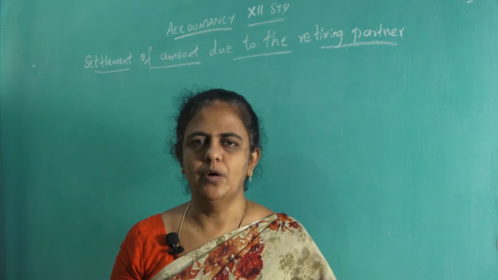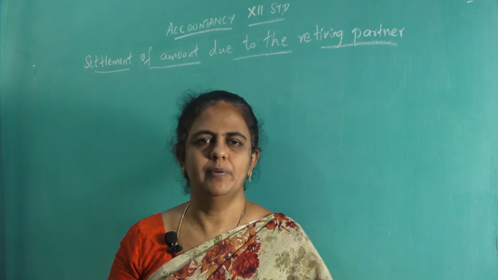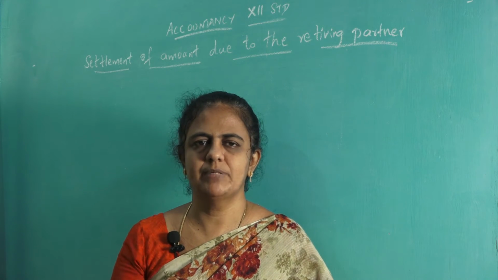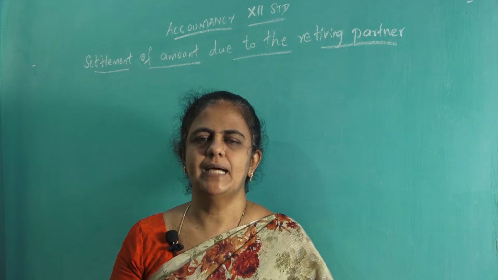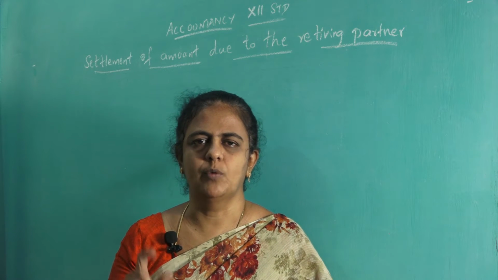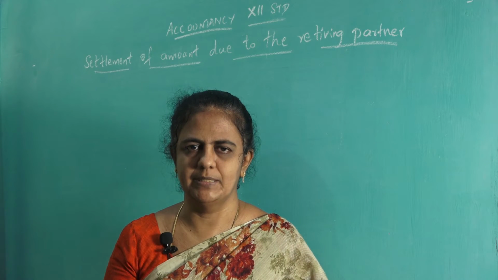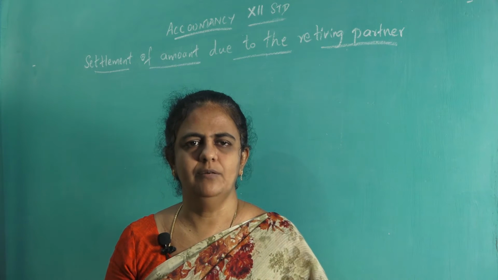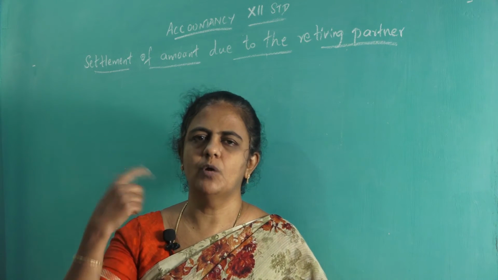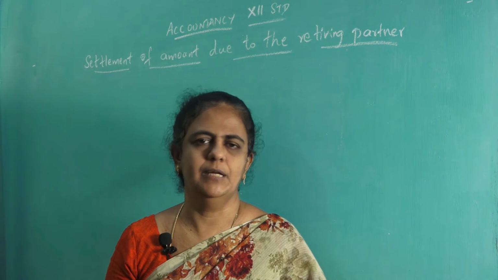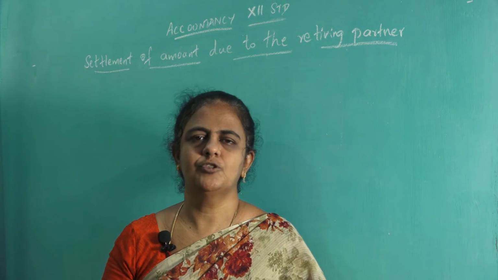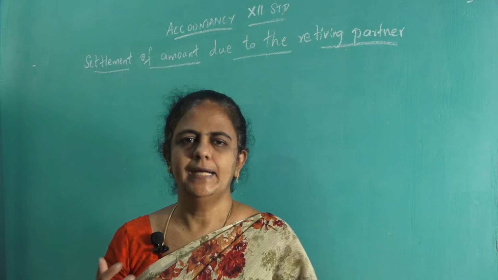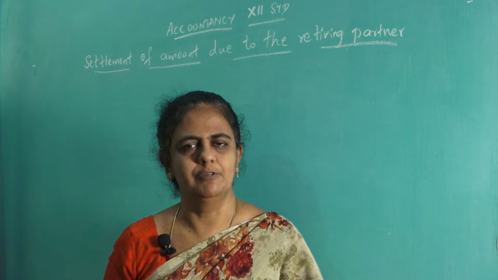I already told you how to prepare this revaluation account. To prepare it, first thing you have to keep in mind, you have to see the adjustments given in the question. Sometimes the actual loss and the actual profit will be given in the adjustments. Sometimes the present value will be given. So, when the present value is given, what you have to do? You have to see the previous value, compare it and find the profit or loss. If the actual profit or loss is already given, then take the profit or loss to the revaluation account.